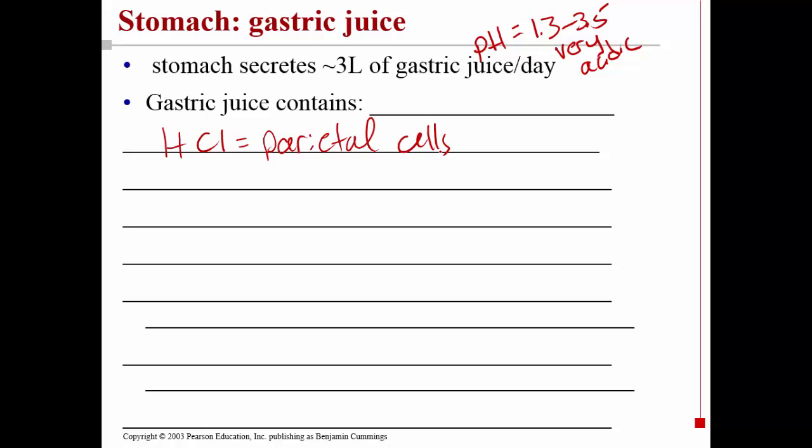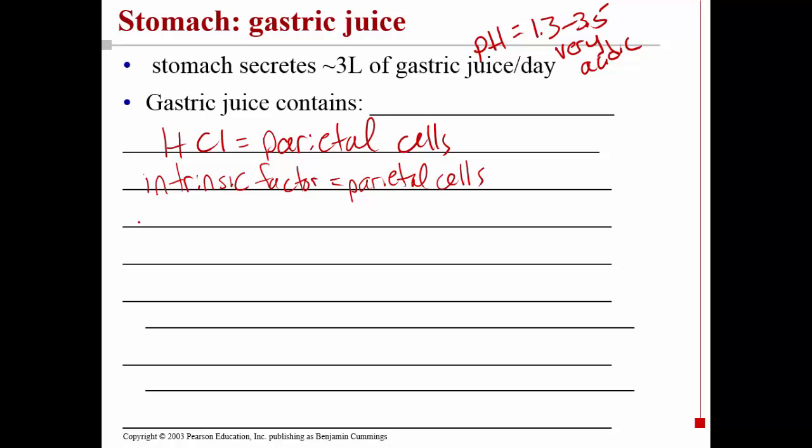Now what the HCl does is breaks down the cell walls of plant food, and it also essentially starts to dissolve food. Another thing that we just discussed, another chemical released that's part of this gastric juice, is intrinsic factor. And remember, this is also produced by the parietal cells.